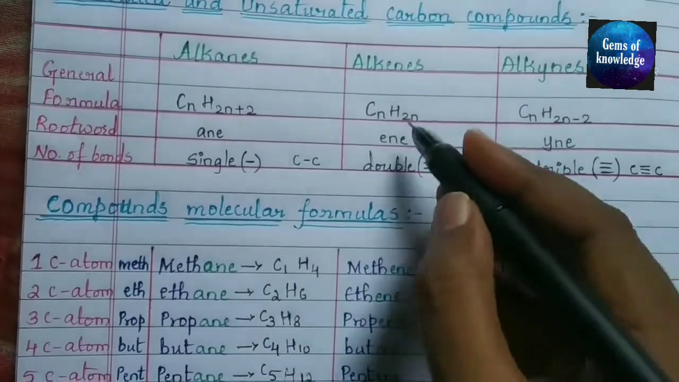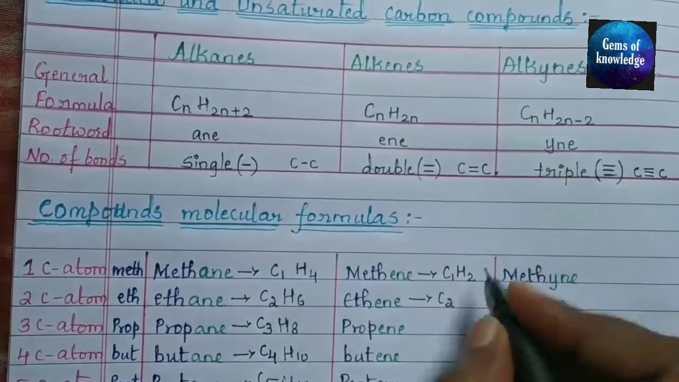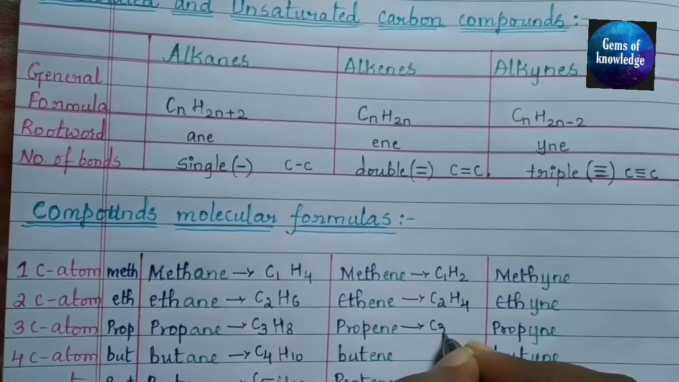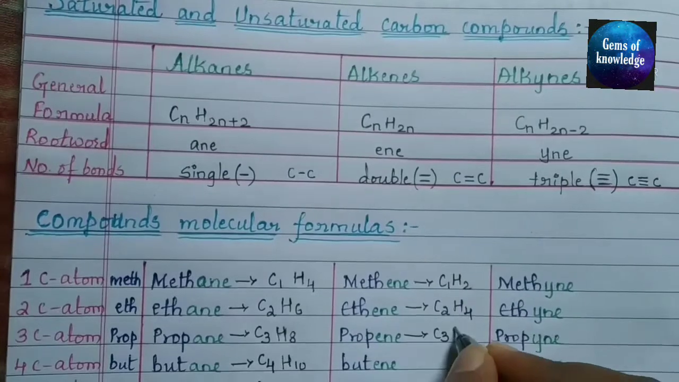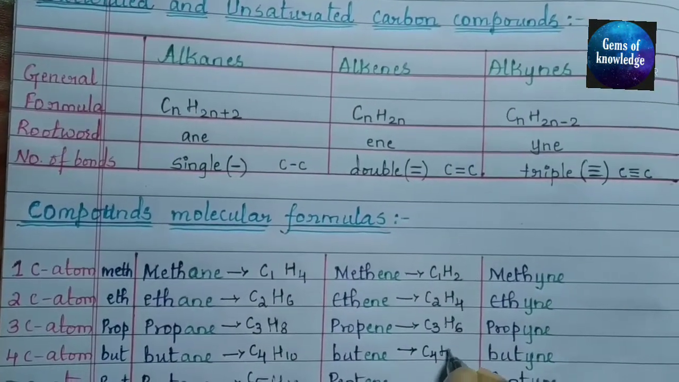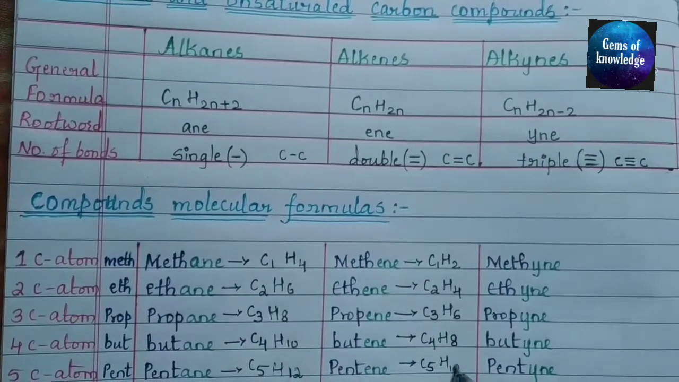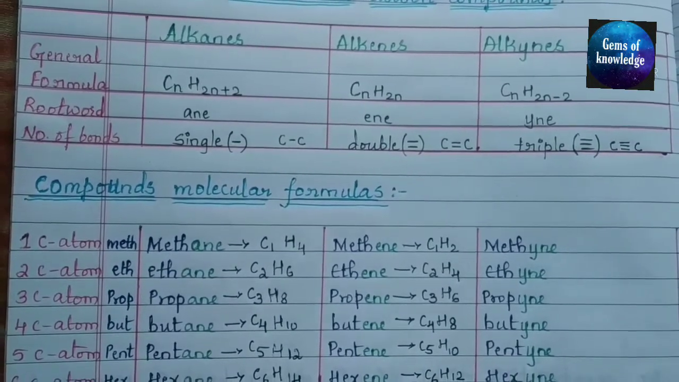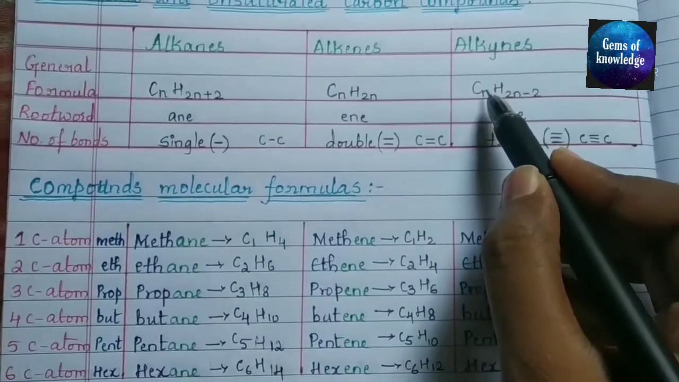Here in place of n we have to add 2. So 2 2s are 4, H will become 4. Similarly here C3. Here if we add 3, 2 3s are 6, H will become 6. Similarly here C4H8 we will get, C5H10 we will get, and C6H12 we will get.